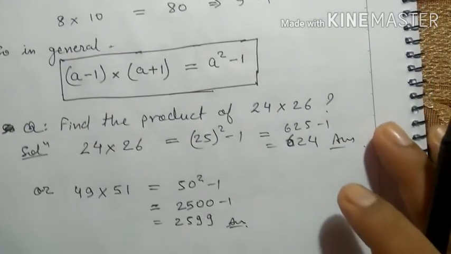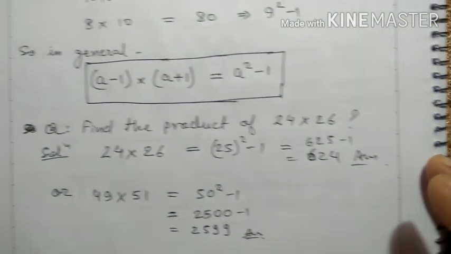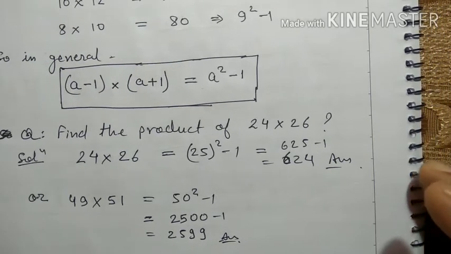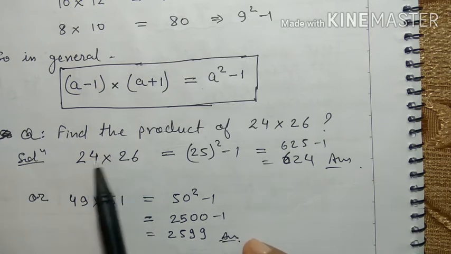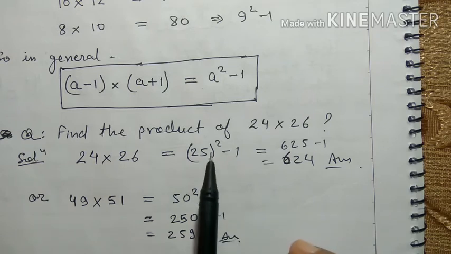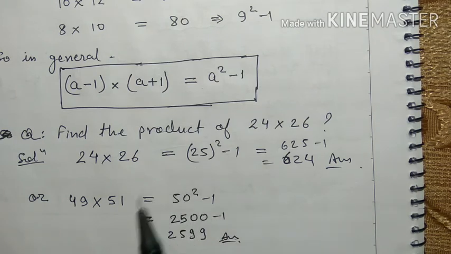Okay, for example, if the question is asked this way: find the product of 24 and 26. So how can we do this? 24 and 26 are two consecutive even numbers, and the number in between 24 and 26 is 25. So 25 square minus 1 is the answer, and 25 square is 625, and 625 minus 1 is 624 is the result. So without doing any multiplication, we can find it easily when the numbers are two consecutive even numbers or two consecutive odd numbers.